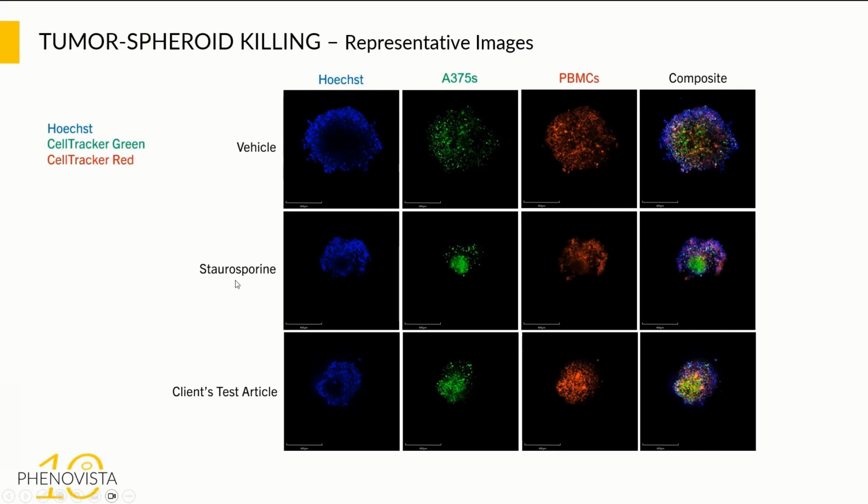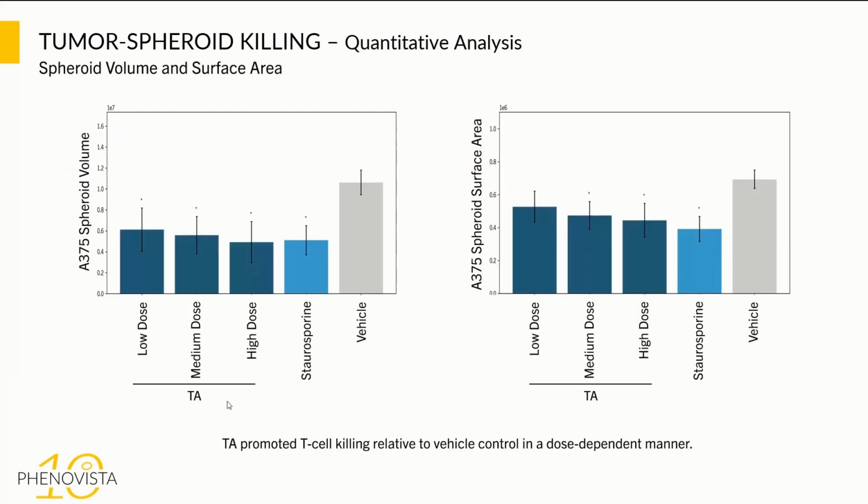Staurosporine here was our control because we know that it kills cells. So effectively, you can see that the spheroid has shrunk with staurosporine treatment. And you also see that pre-incubation of our client's test article with the PBMCs enhanced this killing ability and led to smaller spheroids. And we can quantify all of this.